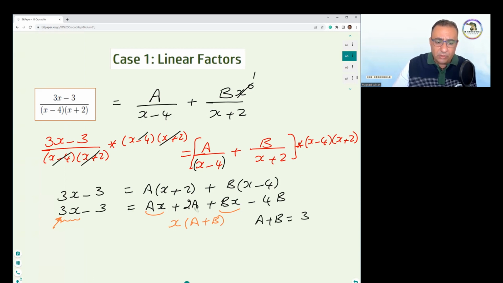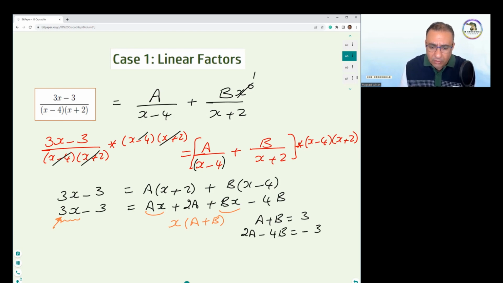The same way we can compare the absolute value or the constants. So we've got here 2a minus 4b. These are constants, and they are equivalent to negative 3, which is the constant on the other side. So then you end up with two equations and two unknowns. You can easily solve them by elimination, or if you have a graphic calculator, you can just plug the coefficients in the GDC, and you get a and b if it is paper 2.